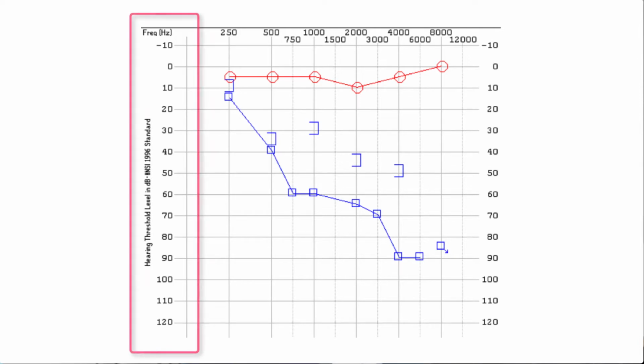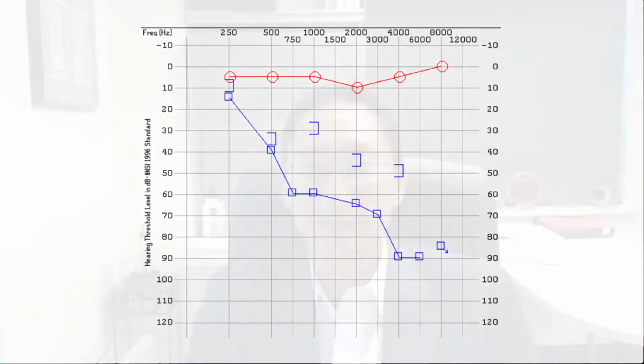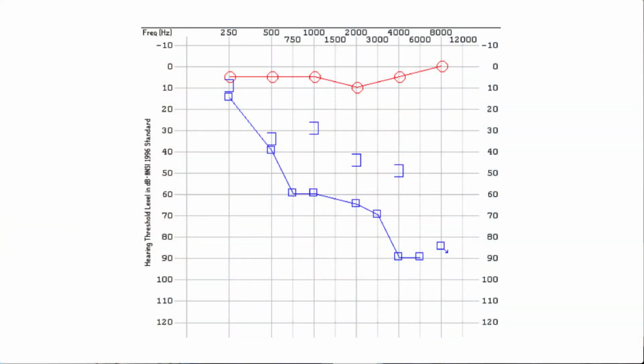Going down the vertical axis along the left side of that chart, you'll see numbers that range from -10 down to 120 decibels. So this is the hearing level, or the volume in common terms, of what you hear. If you look at this particular audiogram example, the red circles and connected lines represent the right ear, and the blue lines and boxes represent the left ear.